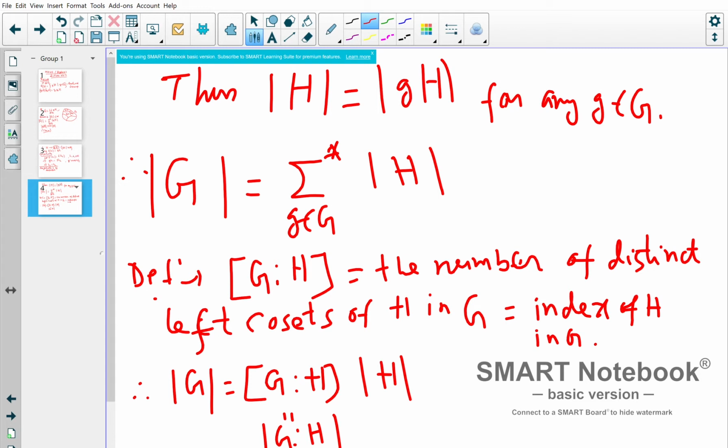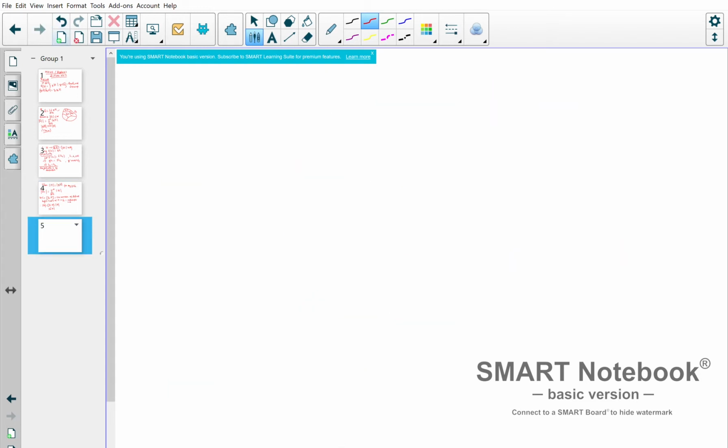So what is the crux of the matter? The crux of the matter is that for a finite group, you can write the order of G in terms of the number of distinct left cosets into the number of elements in H. That means the order of a subgroup always divides the order of the group. And this is a classical theorem. It's probably the first biggest theorem, so I should write down the name. It's called Lagrange's theorem.